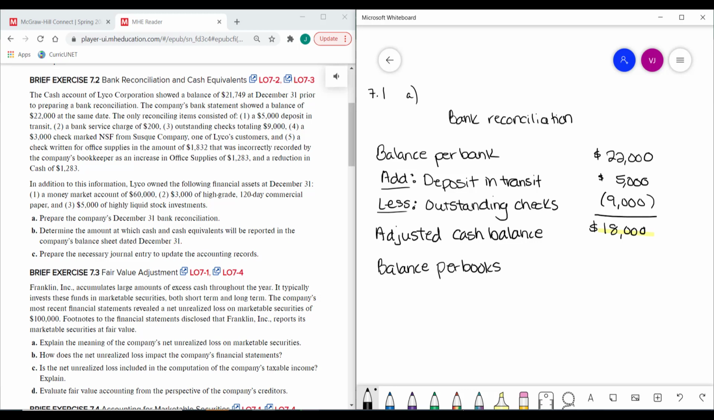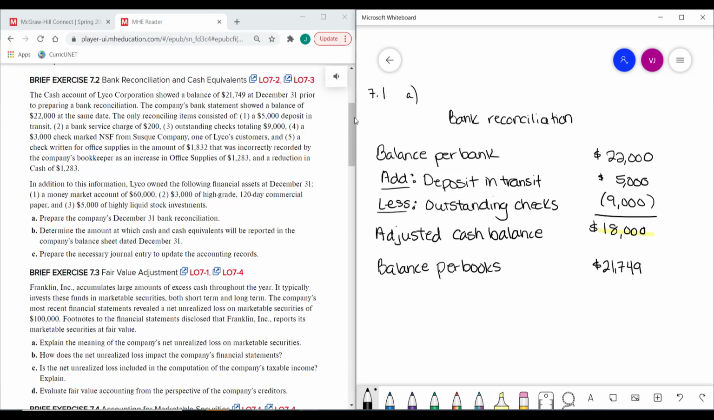Now another way you'll see this, instead of balance per books, sometimes in Connect you'll see it as balance per depositor's record. So that's also a way you'll see it. So balance according to our books, it says the cash account of LICO Corporation showed a balance of $21,749 at the end of December. Now we'll do any additions if applicable, any deductions if applicable.